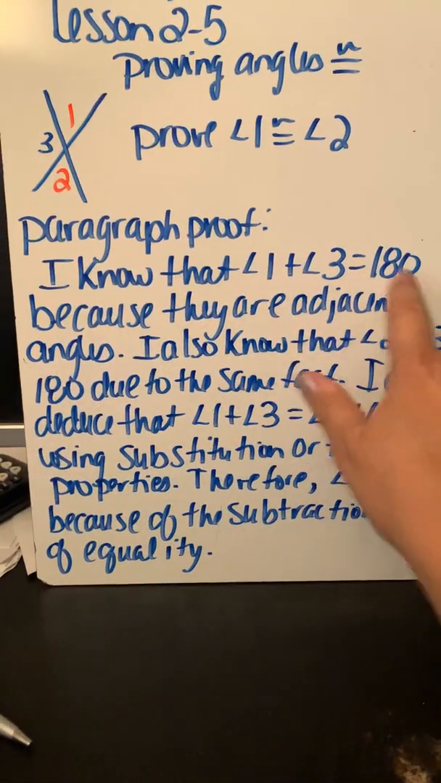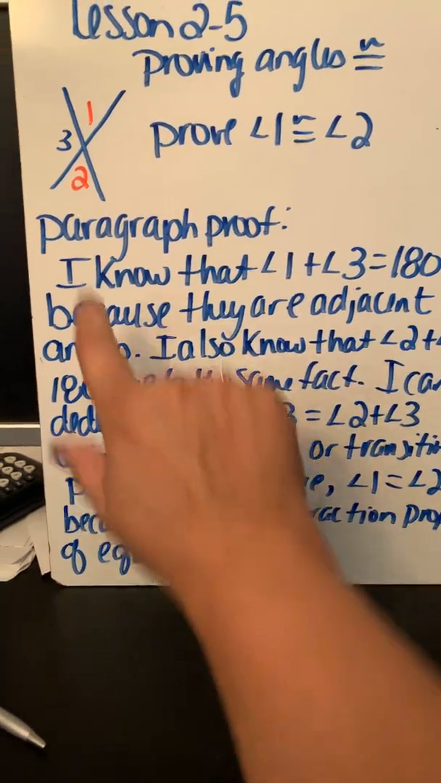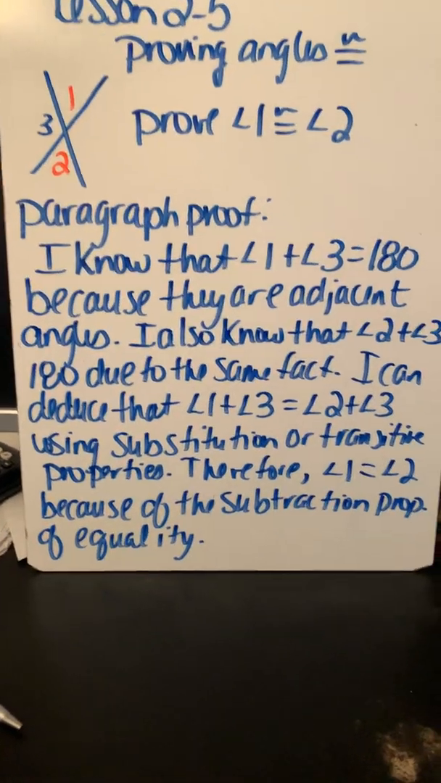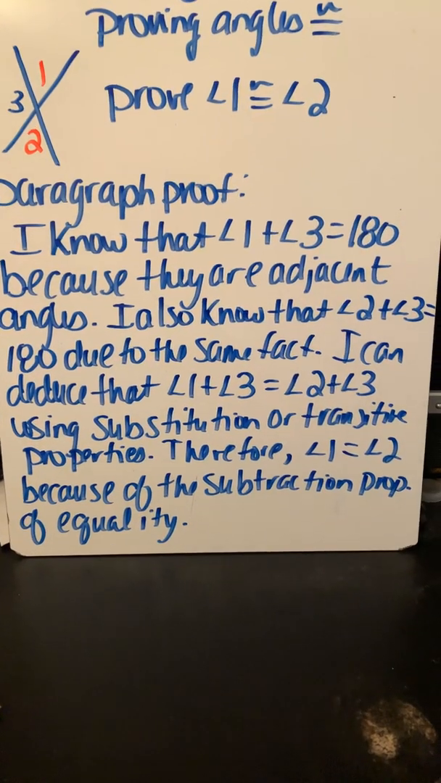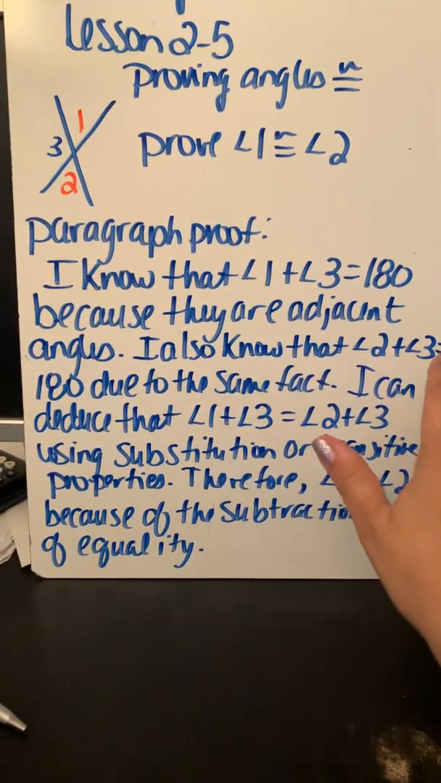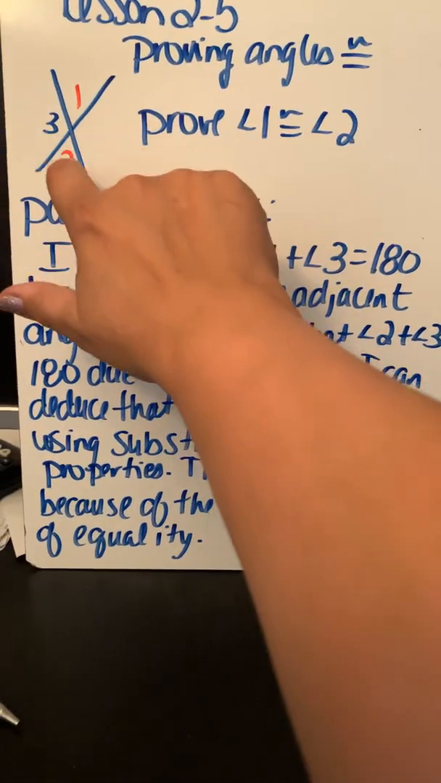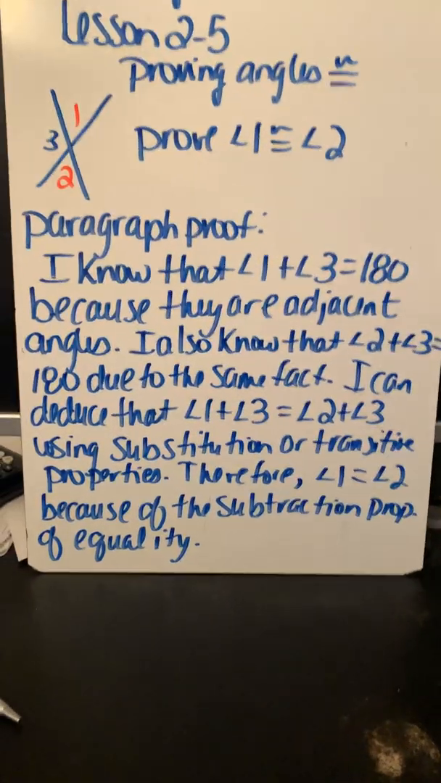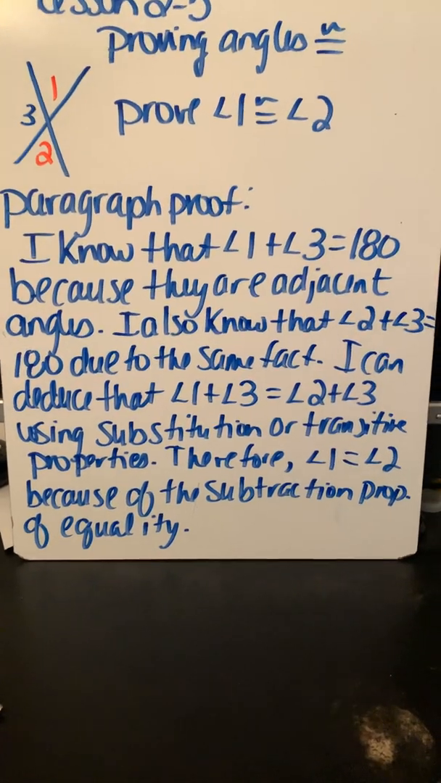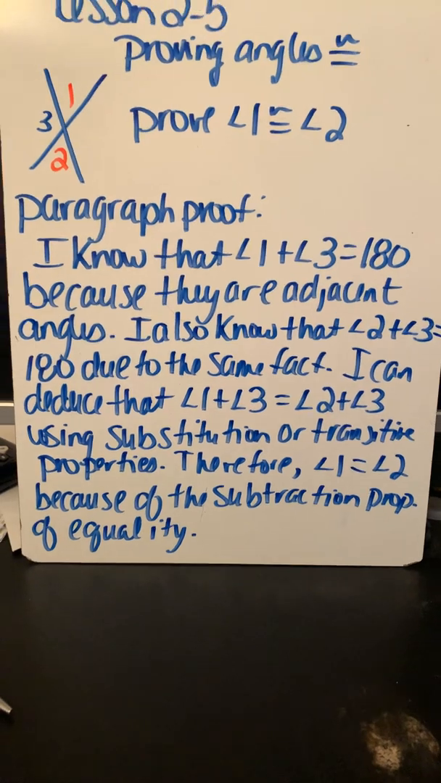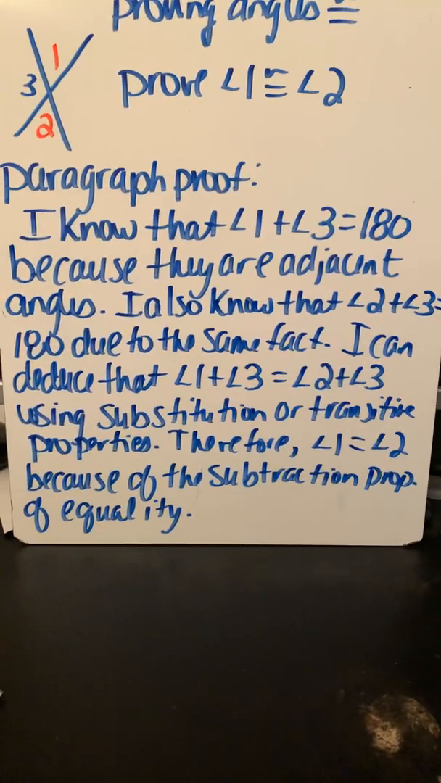I know that angle 1 plus angle 3 equals 180 because they are adjacent angles. They're side by side, so they're adjacent angles, and they equal 180. We already learned that in the previous chapters. I also know that angle 2 and angle 3 equal 180 due to the same fact. I just went with the adjacent angles because we found that definition last chapter, so we know that for a fact.